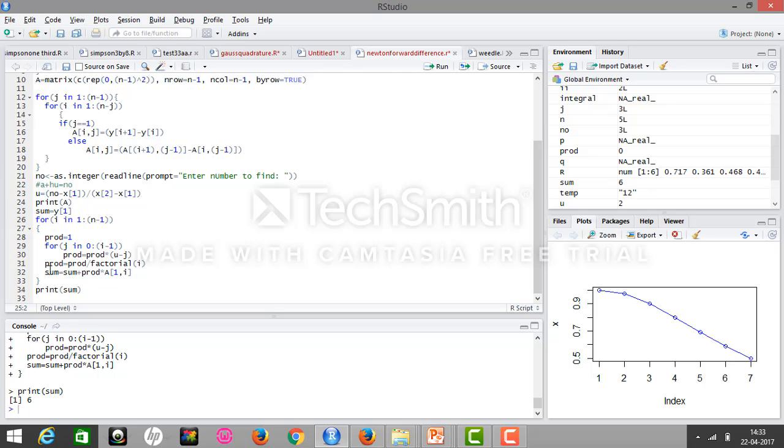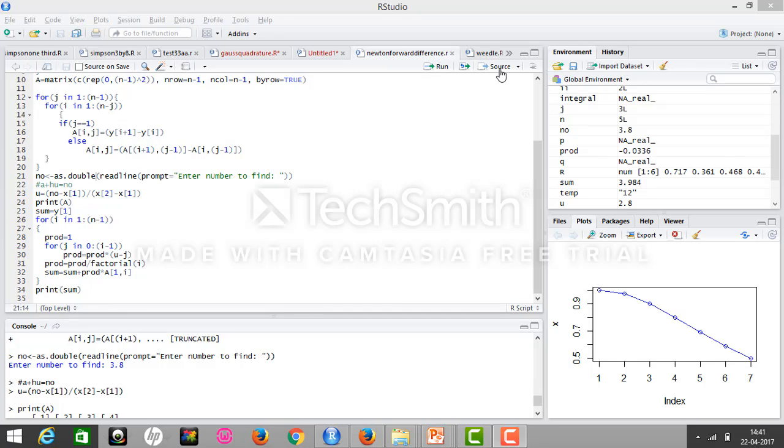Then we have taken a for loop that would run from 1 to n minus 1, and we have initialized a prod variable that will store the product, and also a for loop from j equals 0 to i minus 1. Then prod equals prod times u minus j, and the product is divided by factorial of i. This is all according to our formula as I displayed previously. Then sum equals sum plus product into a of 1, i, and then we have printed the value of sum.